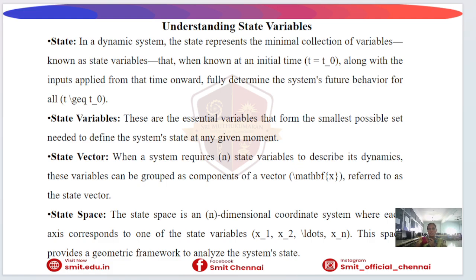Understanding state variables. The state variables are the minimum set of variables needed to describe a system completely. The collection of these variables forms the state vector and defines the state space.